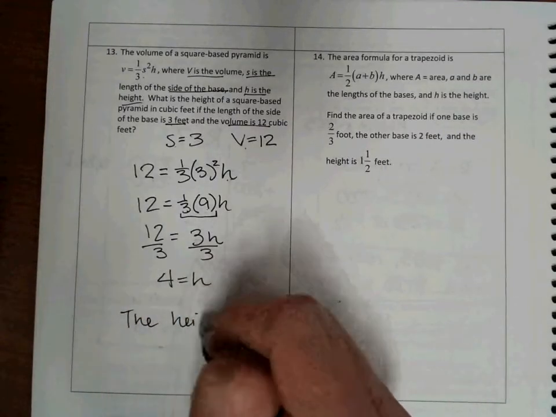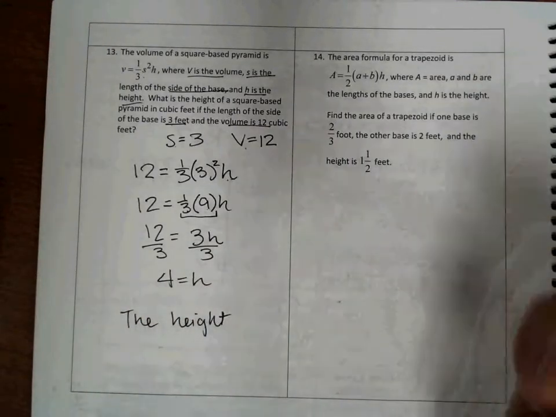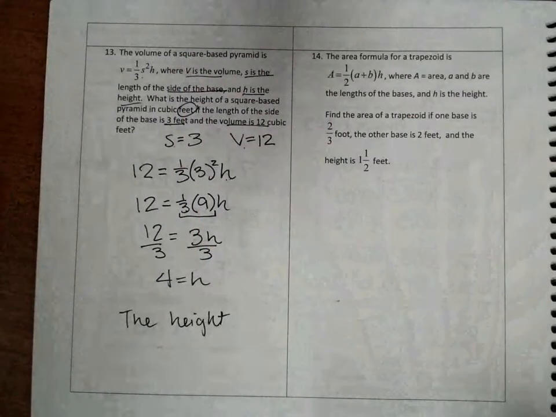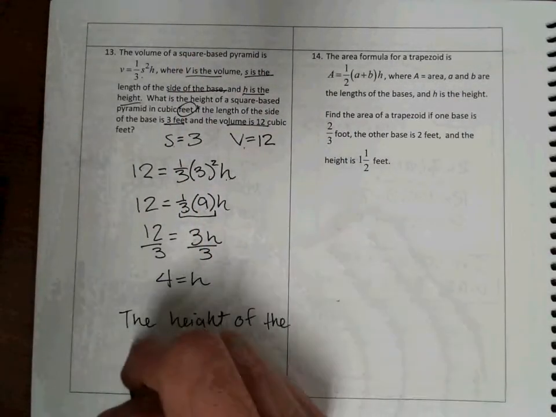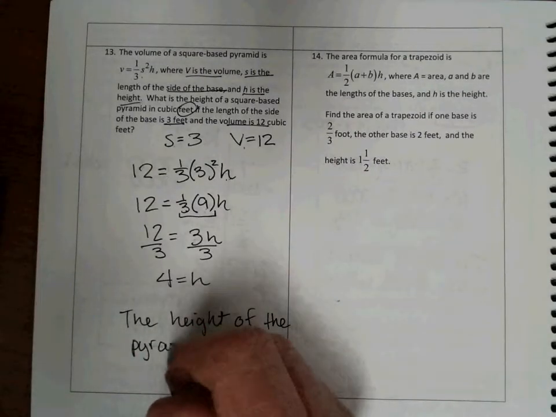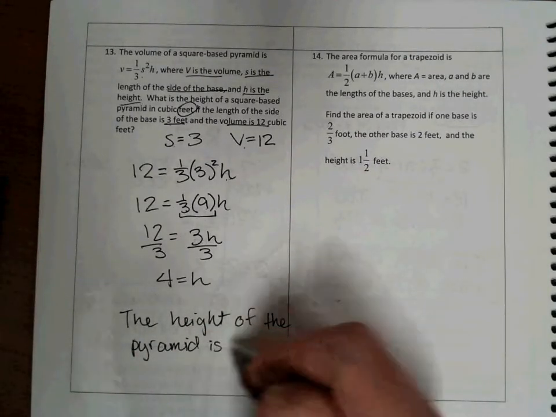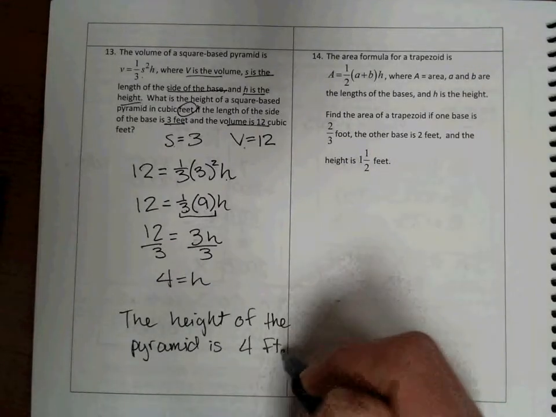So the height of the pyramid is 4, and I believe it was in feet. I always got to look back for those units. So the height of the pyramid is 4 feet.